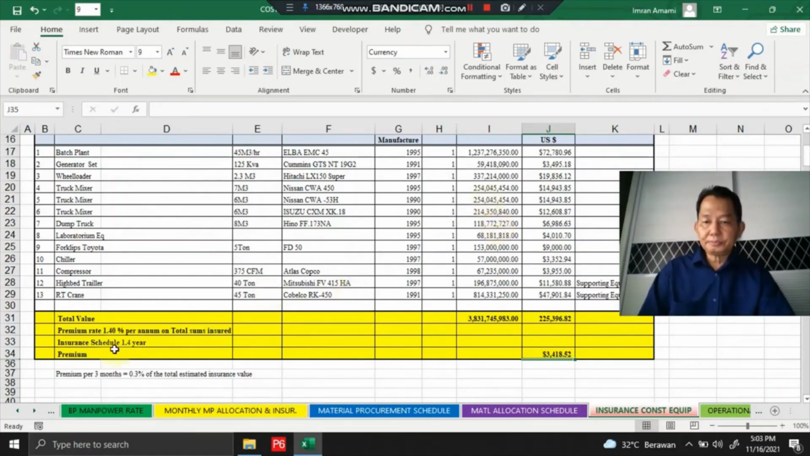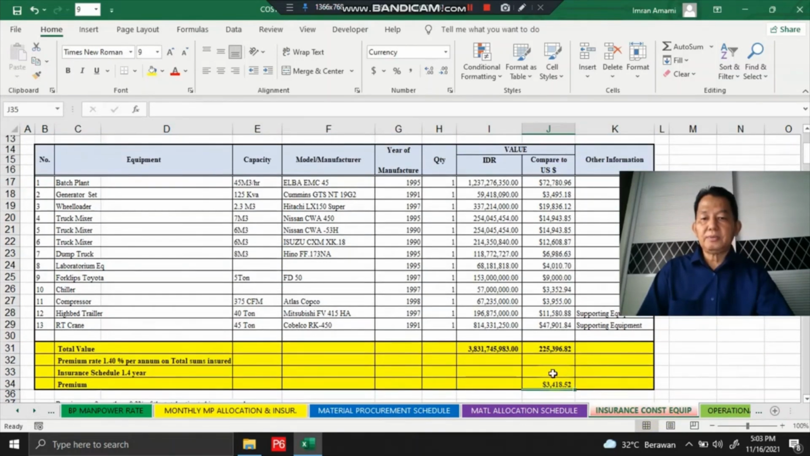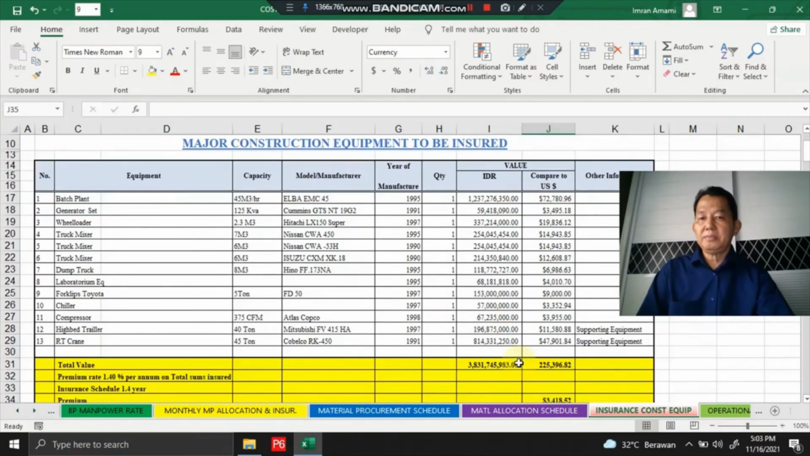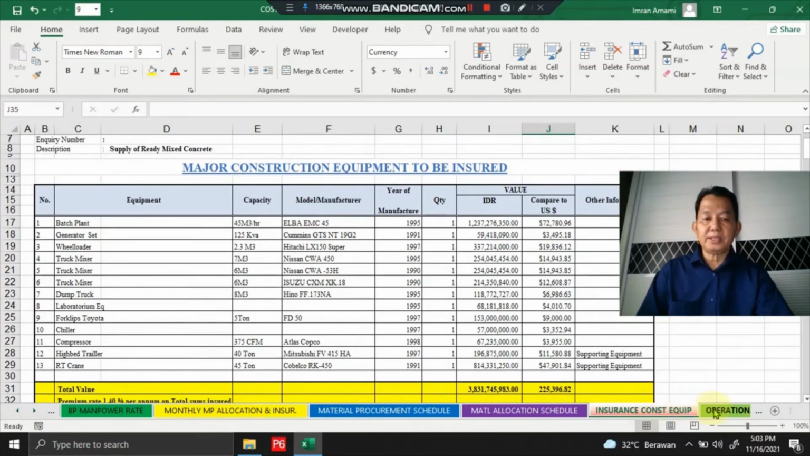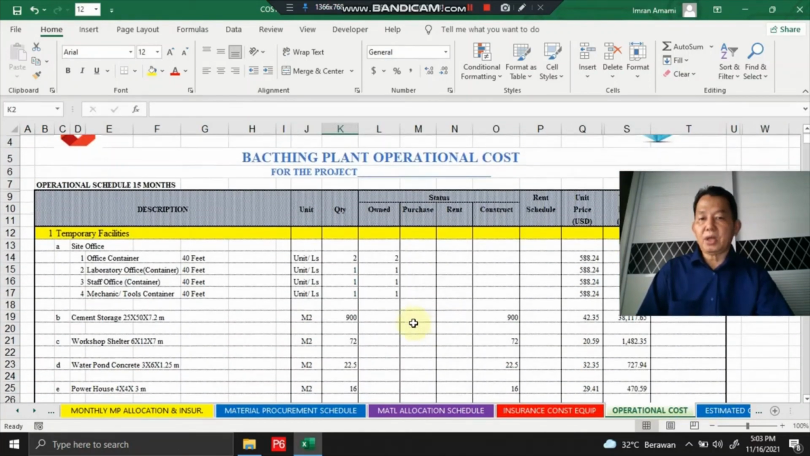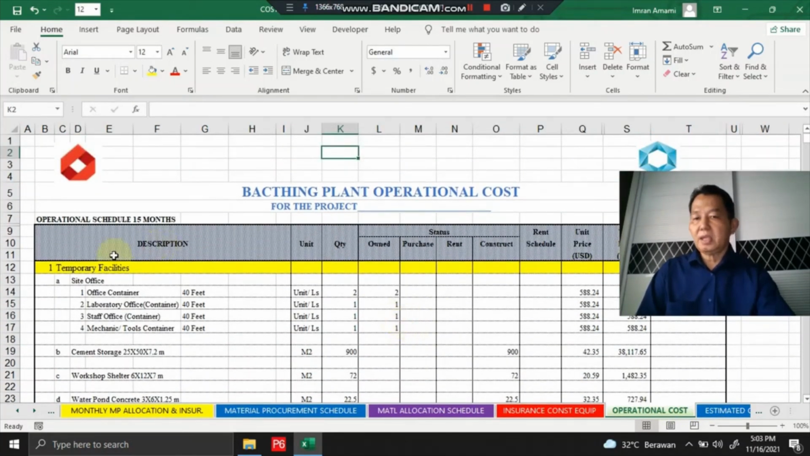It means 16 months. Yes, 16 months. Okay. And then we found the total price for the premium of the major construction equipment insurance. Yes, this is operational cost. We compose the detailed operational cost for batching plant operation.